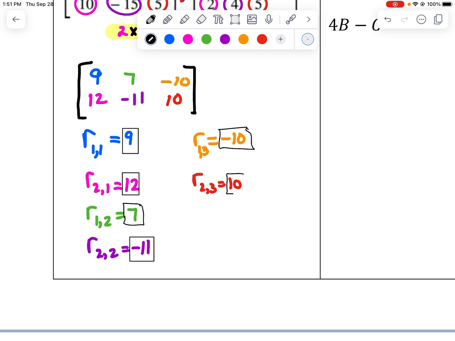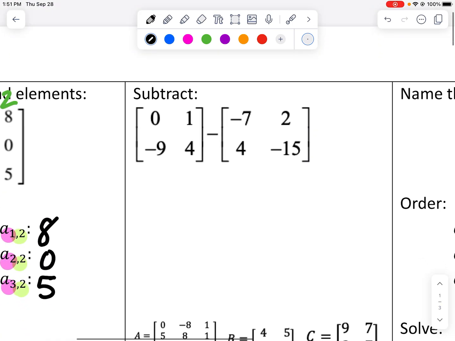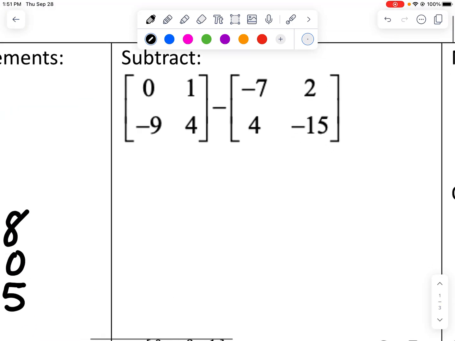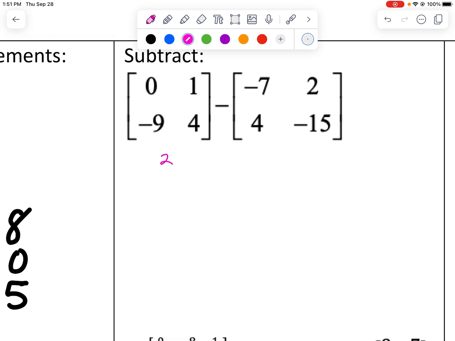So you can only add or subtract matrices if they have the same dimensions. So if we go up here, we can only subtract if we have the same dimensions. You'll notice that both of them have 2 rows and both of them have 2 columns. Because the dimensions are in fact the same, they can indeed be subtracted. And then you're just going to do that subtraction.